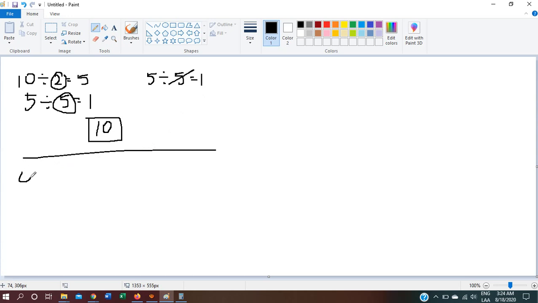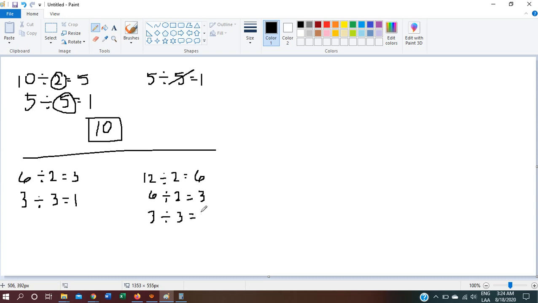So we have 6 divided by 2 because it can be divided by 2 equals 3. 3 is a prime number, so it can only be divided by 3. And the result is 1. So now 12, it can be divided by 2 equals 6. 6 can be divided by 2, again, equals 3. 3 is a prime number. Okay, so it can only be divided by 3 equals 1.